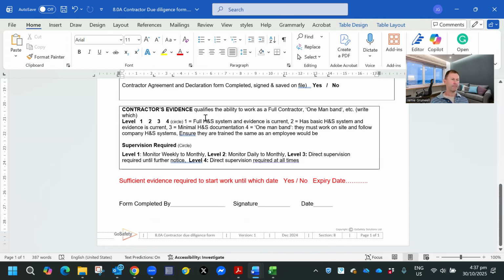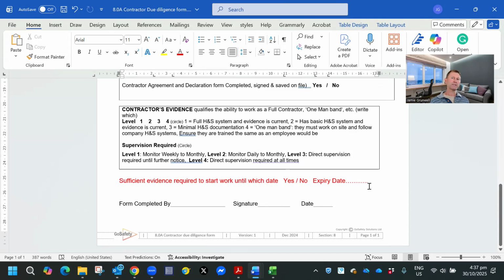So level 1 means they've got a full health and safety system, monitored weekly to monthly. So you've got to do a site inspection at least weekly to monthly, maybe a couple of months. Level 2 is monitored daily, so you want to do more site inspections. 3, direct supervision. 4, direct supervision required at all times. Okay, and then you will say they've got sufficient evidence required to start work: yes, no, and the expiry date.